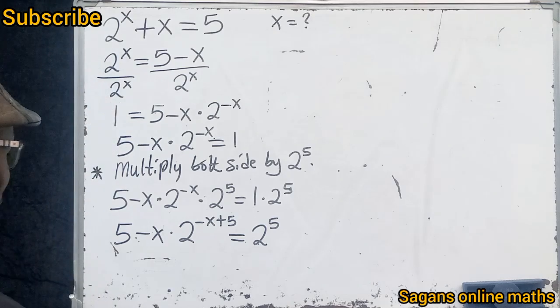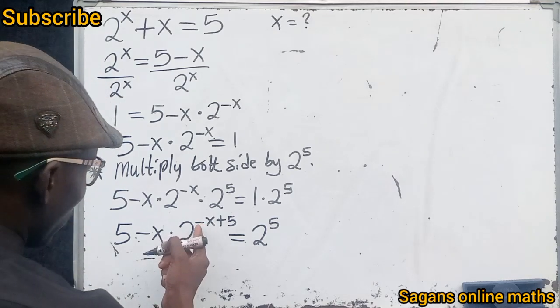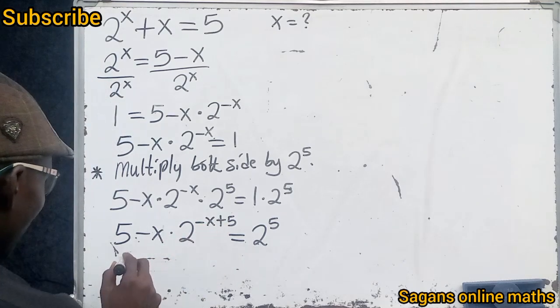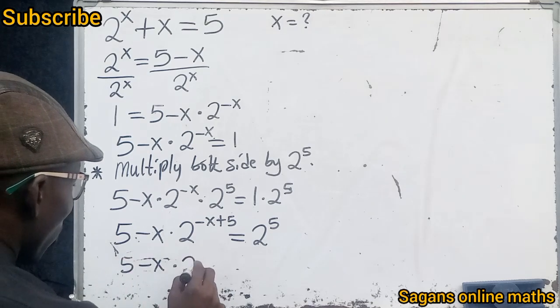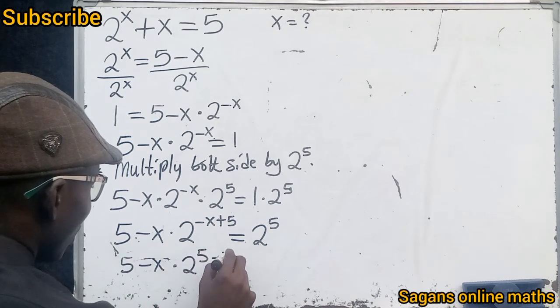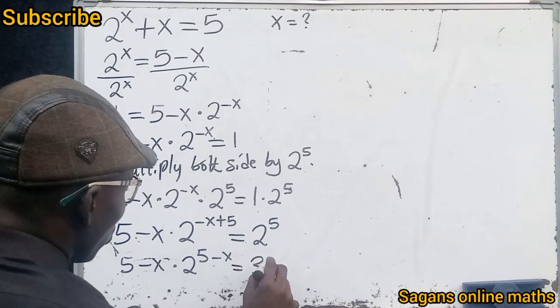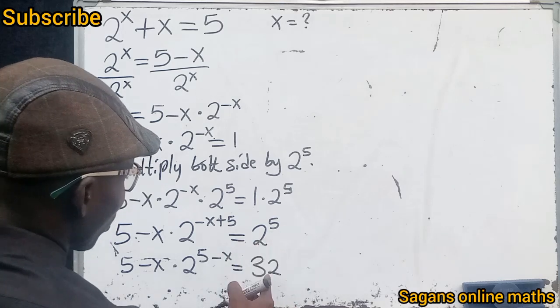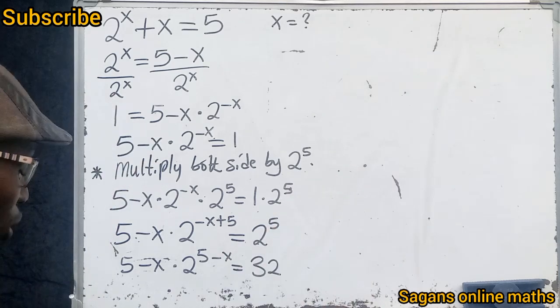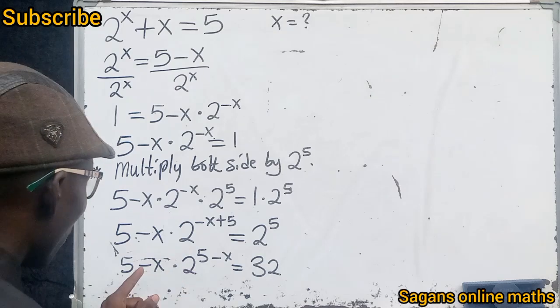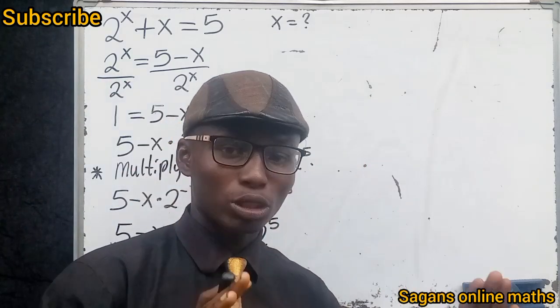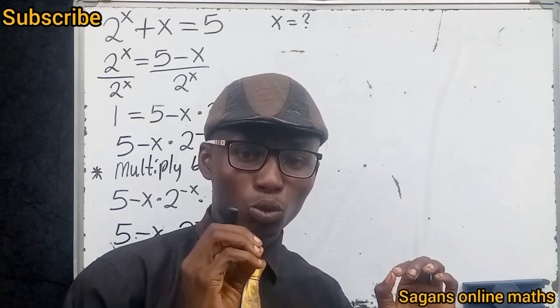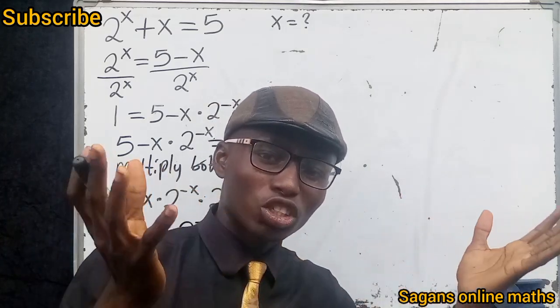Okay, now we can also write minus x plus 5 as 5 minus x. This now becomes 5 minus x multiplied by 2 raised to the power of 5 minus x, equal to 32, because 2 raised to the power of 5 is 32. Now this is what I was looking for. Observe very clearly that 5 minus x is here and 5 minus x is here. That is what we are looking for. That's the reason why we multiply both sides by 2 raised to the power of 5. Is it not interesting?